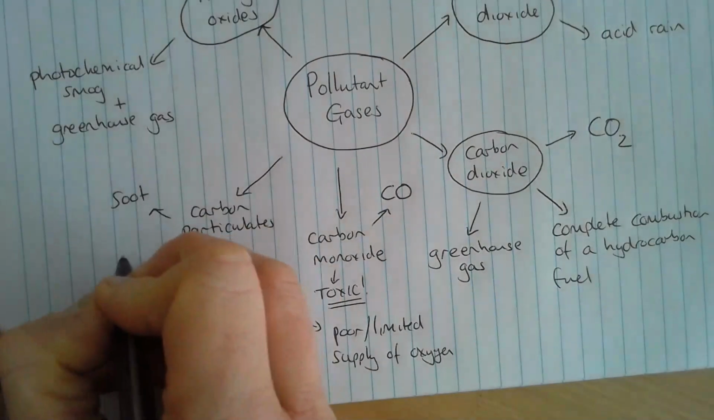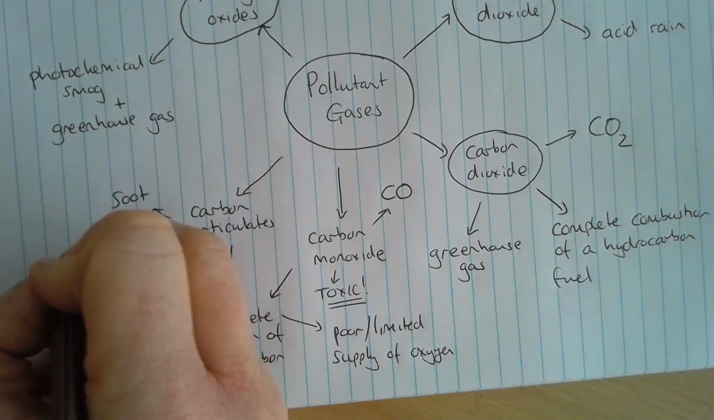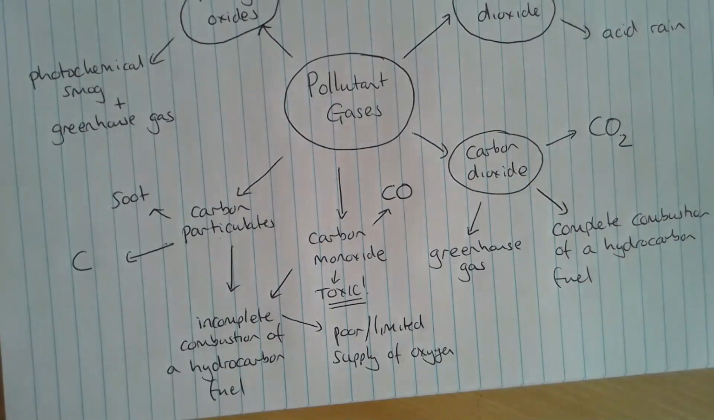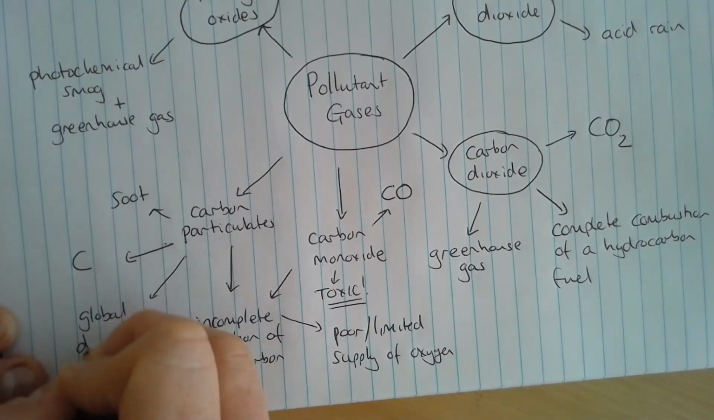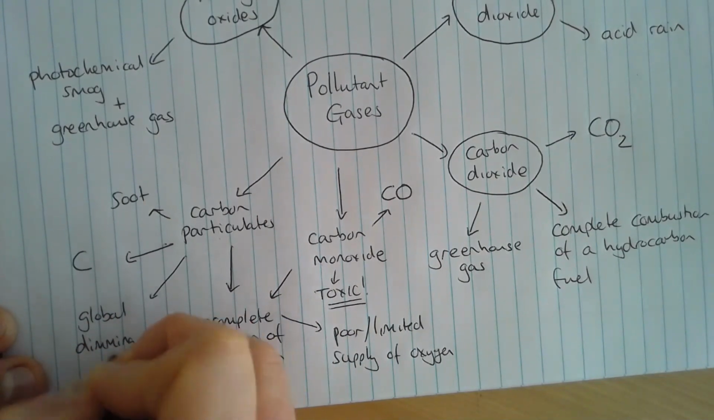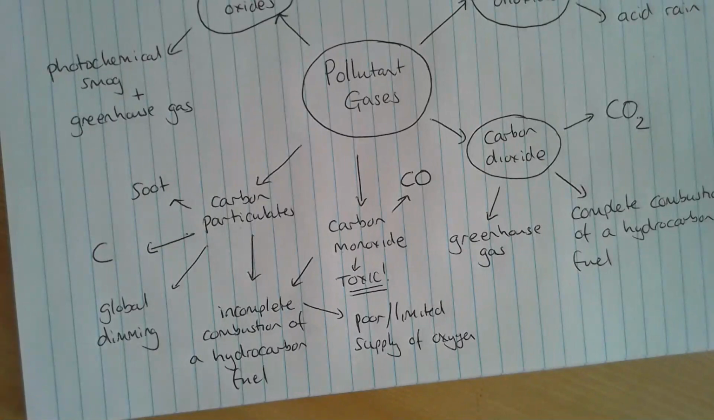Carbon particulates have the formula C, just for carbon atoms, and it leads to something called global dimming. Now, you don't need to know what global dimming is in much detail, but if I just explain, it's the idea that carbon particulates were being released into the atmosphere, and we're reducing the amount of light that could reach the Earth's surface, and therefore making the amount of light available smaller.